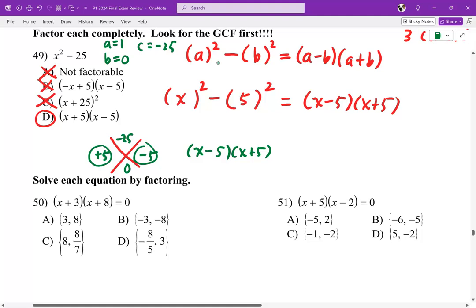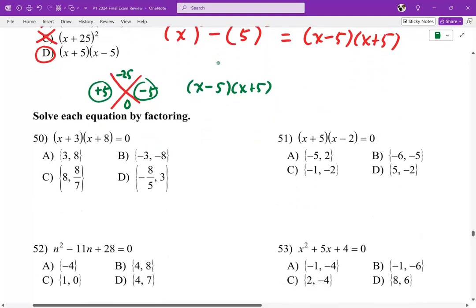Any questions on that one? So I just kind of showed you the x method on something that shouldn't be done with an x method, but you can still do it.